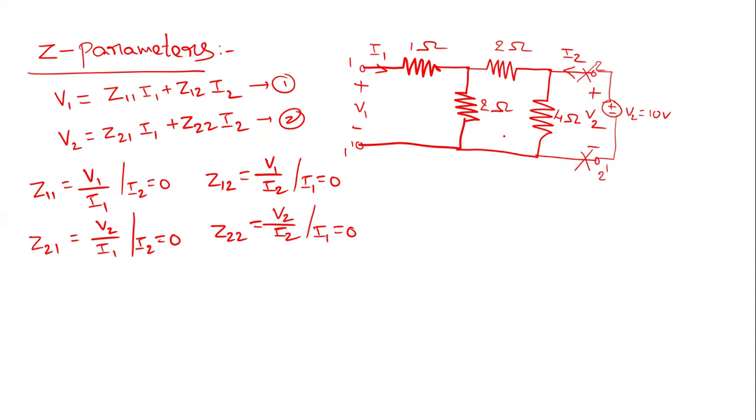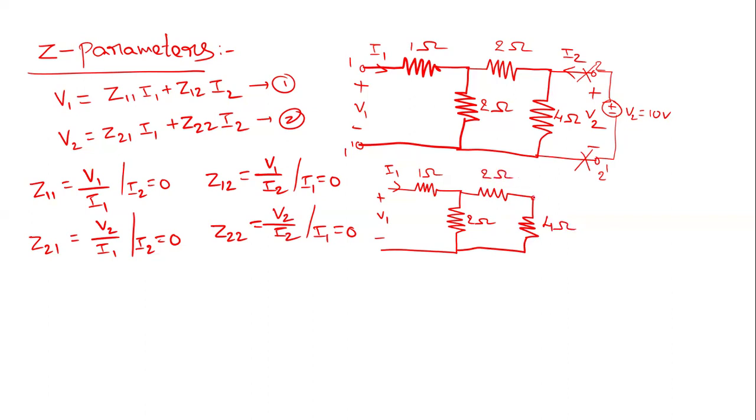If you redraw the circuit once again, we get a simple circuit to find the Z parameters Z11 and Z21. This is the circuit diagram. The input voltage source, this I1, 1 ohm, 2 ohms, 2 ohms again. This is a 4 ohms resistor. Now I2 is 0, so this node voltage becomes V2.